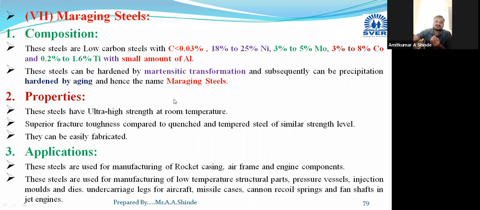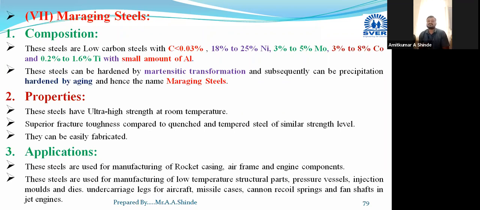So, what is martensite? What is aging? All these terms we are going to discuss in the fourth chapter. Just try to understand here. In the final microstructure, at room temperature, the martensite phase will be obtained by performing hardening followed by aging treatment. That's why this is termed maraging steel. This may be asked in MCQs or some reasoning type questions.